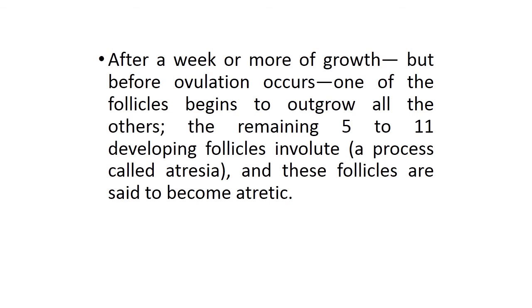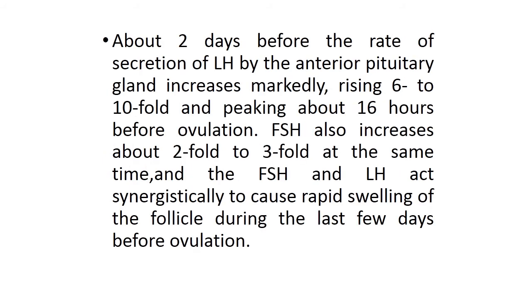The one that completely develops brings about degeneration of the other growing follicles. This brings about atresia of the other growing ova or oocytes, and these follicles are said to become atretic. About 2 days before ovulation, the rate of secretion of luteinizing hormone by the anterior pituitary gland increases markedly, rising 6 to 10 fold and peaking about 16 hours before ovulation. FSH also increases about 2-fold to 3-fold at the same time.